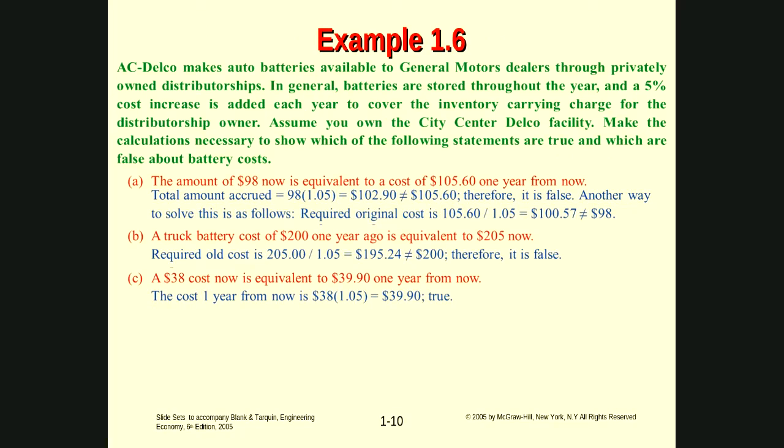In the example, AC Delco makes auto batteries available in the General Motors dealers through a privately owned distribution chip. In general, the batteries are stored throughout the year, and a 5% cost increase is added each year to cover the inventory carrying charge for the distribution chip.